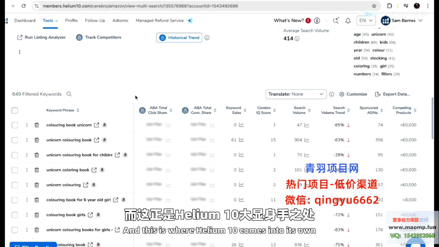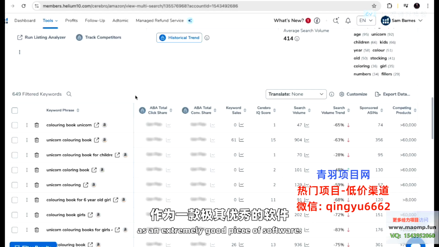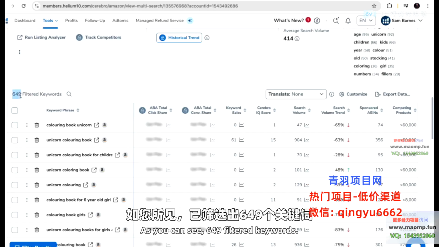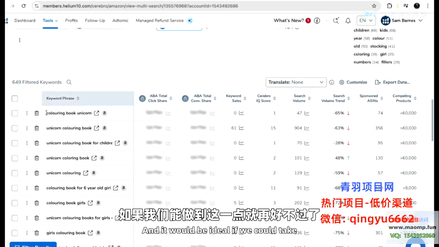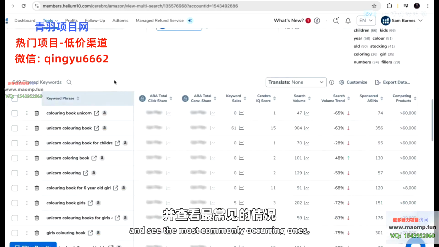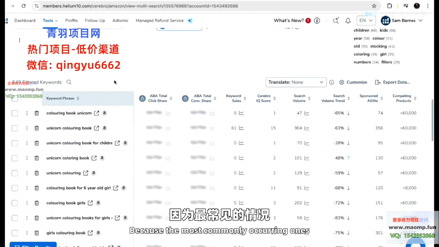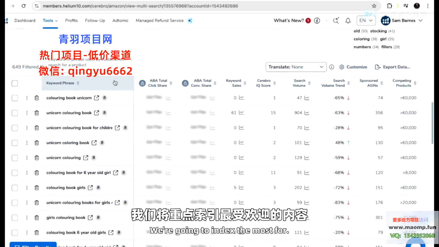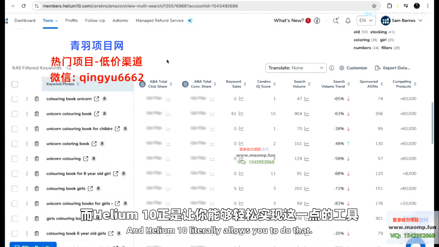And this is where Helium 10 comes into its own as an extremely good piece of software. As you can see, 649 filtered keywords, and it would be ideal if we could take every single individual word from these and see the most commonly occurring ones, because the most commonly occurring ones are going to be the ones that have the most traffic and that we're going to index the most for. And Helium 10 literally allows you to do that.